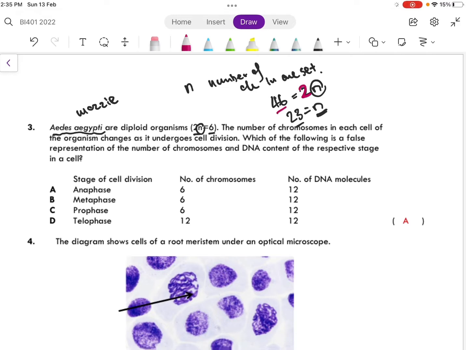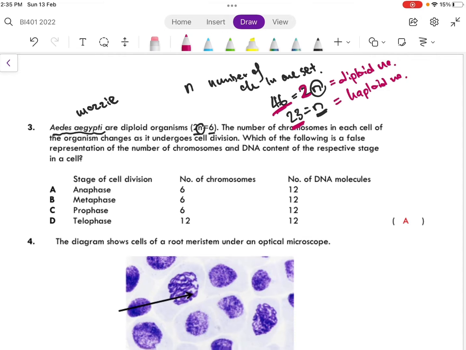And we sometimes say 2n refers to the diploid number and n equals the haploid number. Right? So don't be surprised if I say, what is the haploid number of chromosomes for humans? You can say 23. If I say, what's the n number of chromosomes for humans? It's also 23. What is the diploid number of chromosomes for humans? 46. What is 2n? The number of chromosomes is 46.